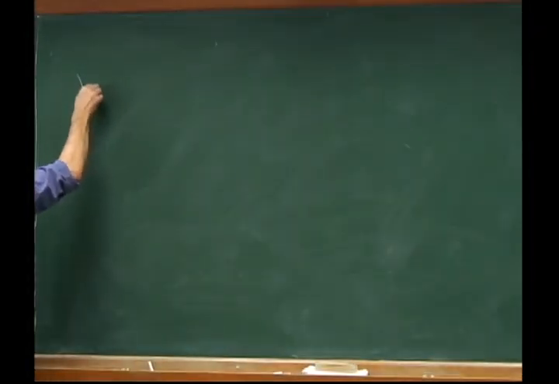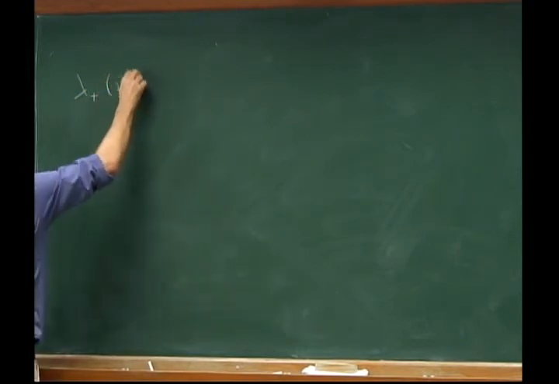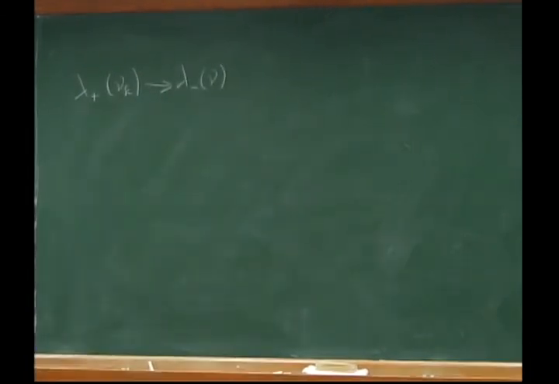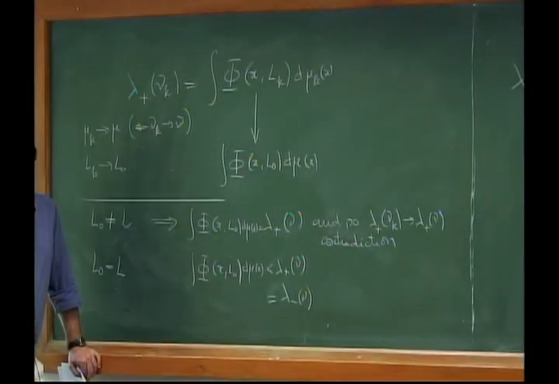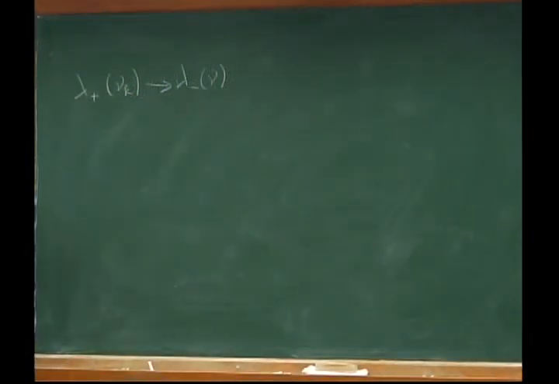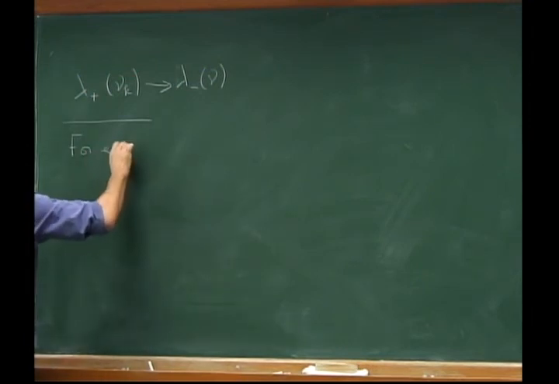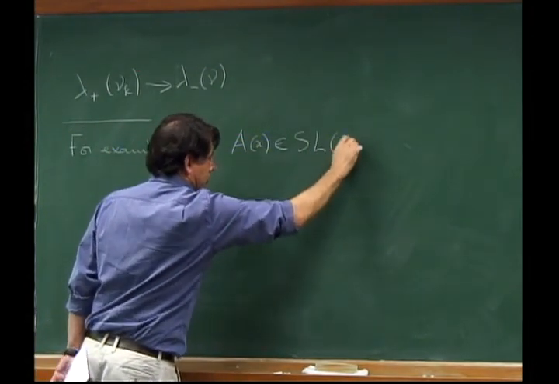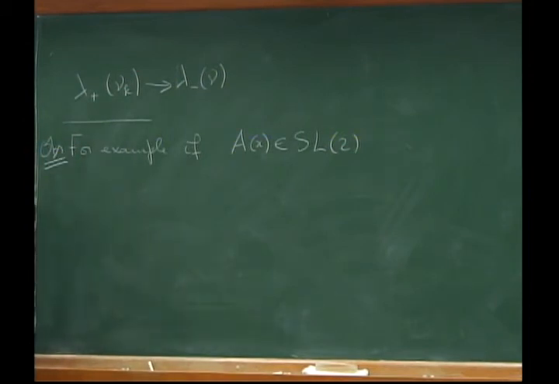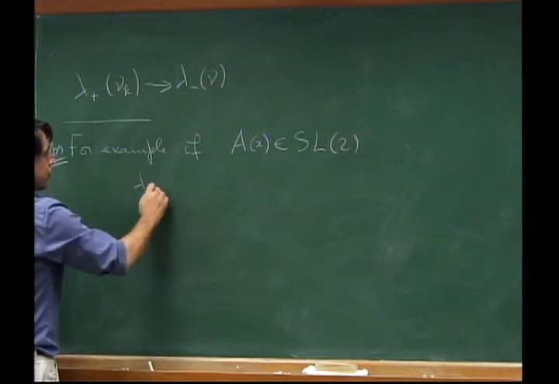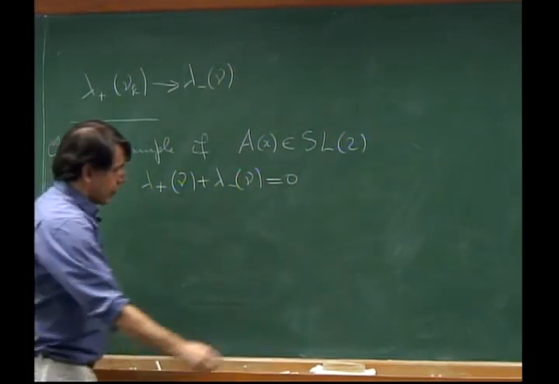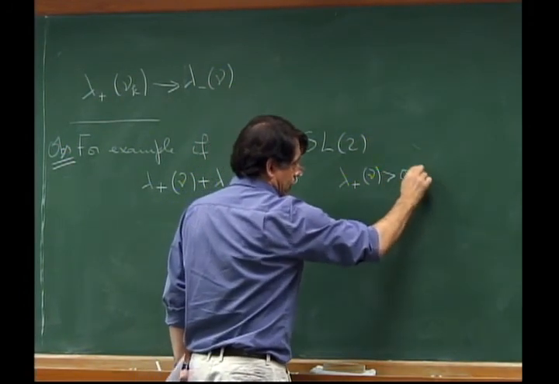So you see, at this point, we have the following situation that is left. Lambda plus of nu k converging to lambda minus of nu. This would seem like a strange thing to happen. And it is strange, because, for example, if all the matrices that I'm considering are in SL2, this is just an observation before I kill the situation. If all the matrices are in SL2, then lambda plus of nu plus lambda minus of nu is 0, which means that lambda plus of nu is positive and lambda minus is negative.